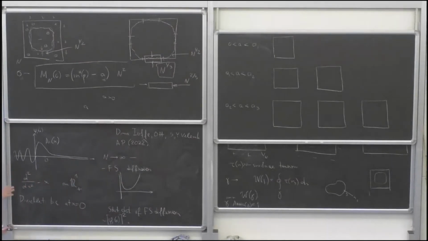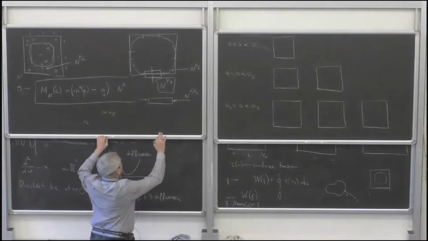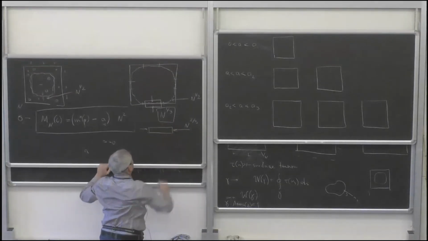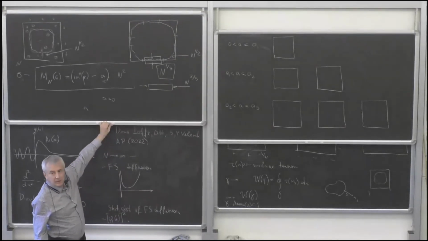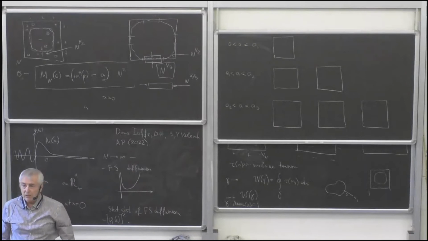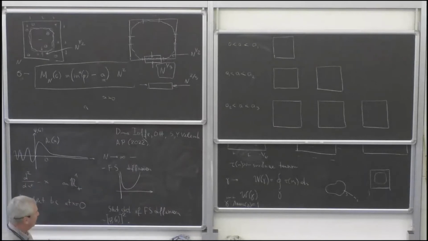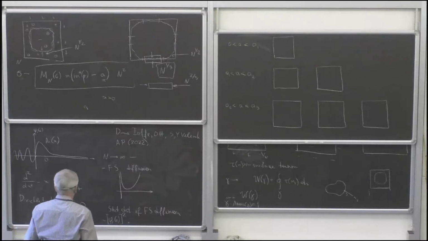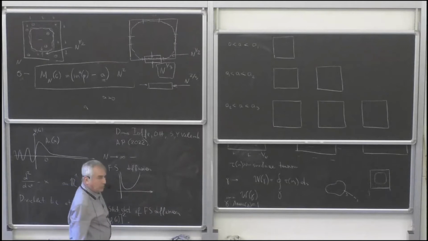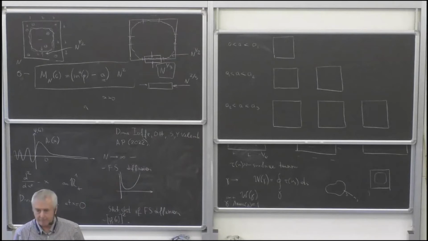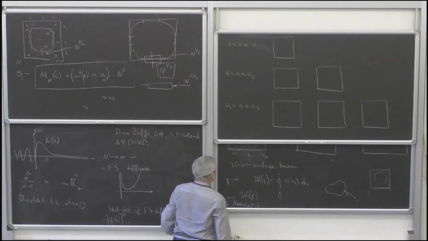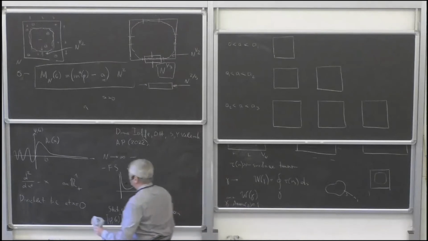So we already see some kind of KPZ normalization, but we don't yet see any trace of the Tracy-Widom distribution. To see more of that, we should go to three-dimensional models. And this is what we have to do.